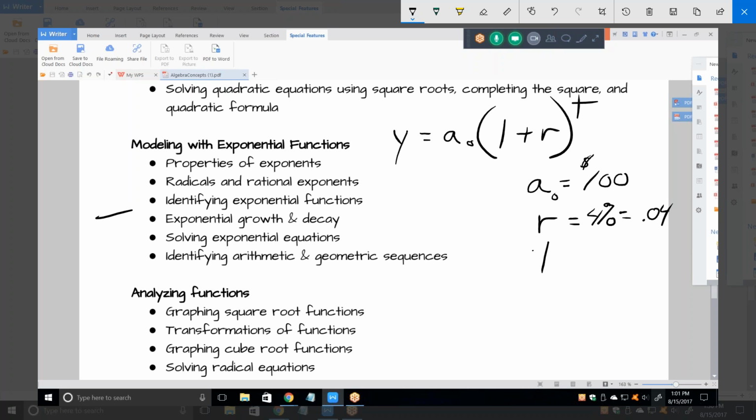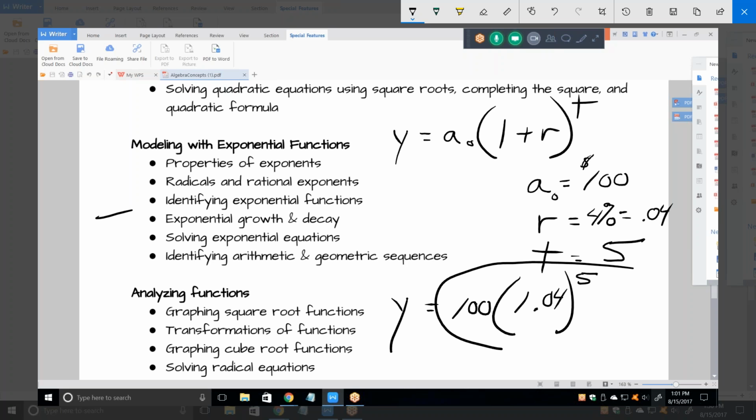And what was t? 5. Okay. So what we have, y, which is the amount your bank account will be worth, is 100 times 1 plus 0.04 to the 5th power. That's a number you get out of your calculator. In other words, they don't ever expect you to do this manually. But you do need to know how to do this in your calculator.